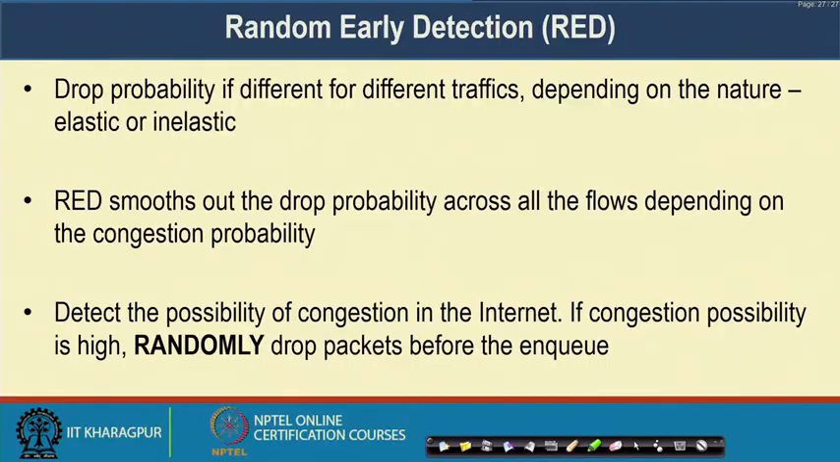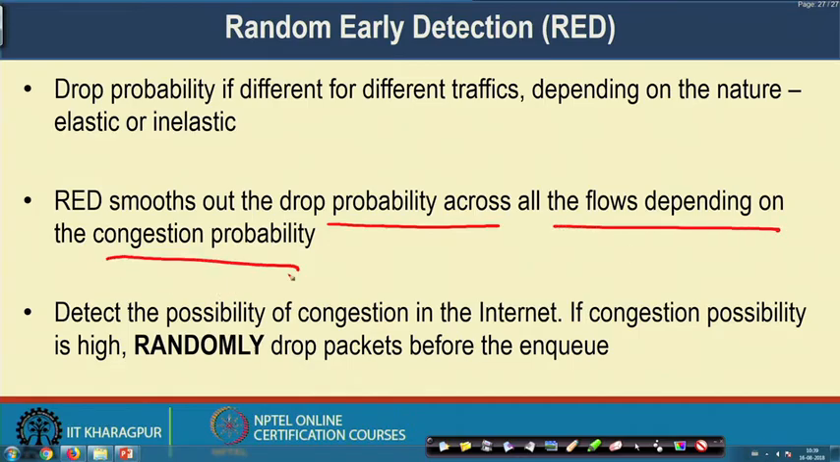Now, if you drop the packets for those applications, what we apply in random early detection is that this drop probability is different for different traffic. It depends on the nature of the traffic, whether you are using elastic traffic or inelastic traffic, or what type of quality of service class that particular traffic has. So, RED smooths out the drop probability across all the flows depending on the congestion probability.